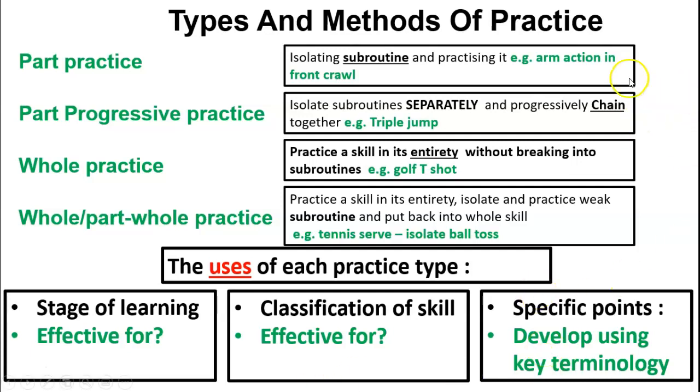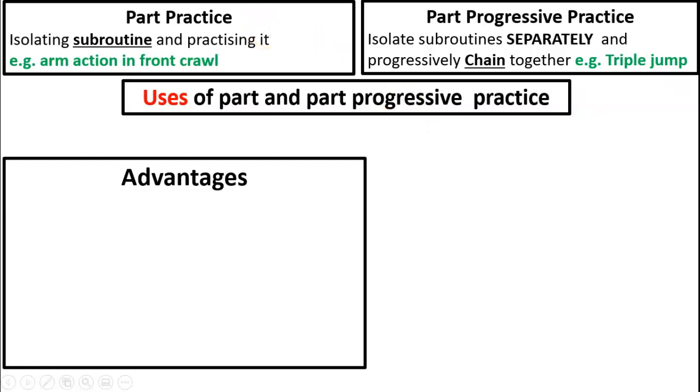Let's split up the practice types. So we're going to start off here. So I'll put these up at the top. So part practice and part progressive practice, you can just have a read of those now if you want to. So we've got isolated subroutine, or isolated and subroutine separately, and progressively chaining together. They are our key characteristics of part and part progressive practice.